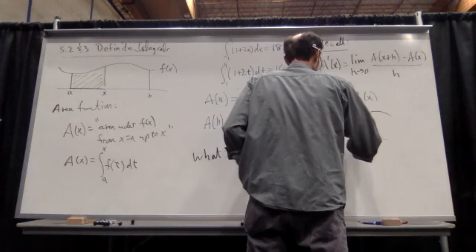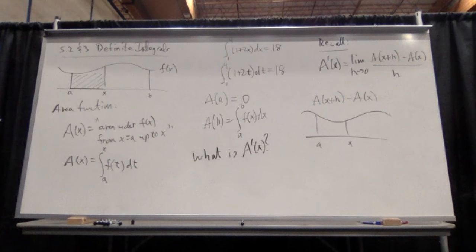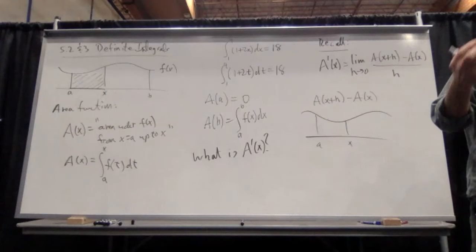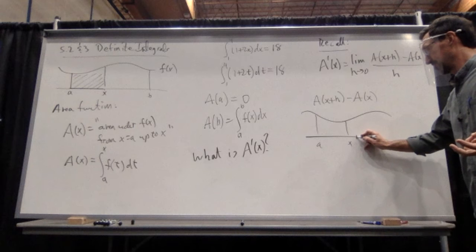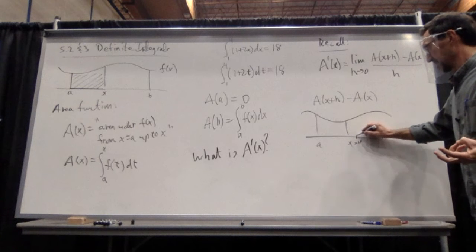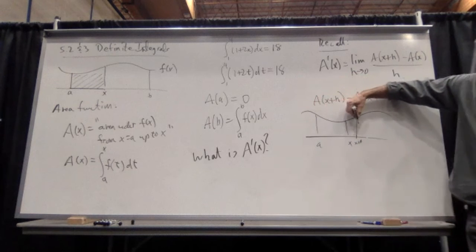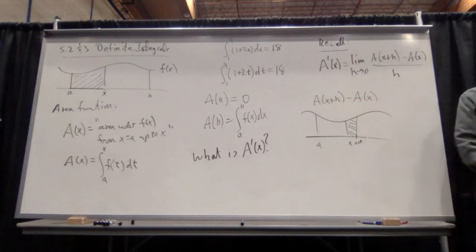Here's a big A of x, the area, starting at little a and working our way up to x. Okay? Big A of x plus h, for the time being, let's assume h is a positive number. X plus h would be up here somewhere. And so A of x plus h would be all of the area, starting at a, coming clear up to here. So the difference is just the area in that little slice, right?